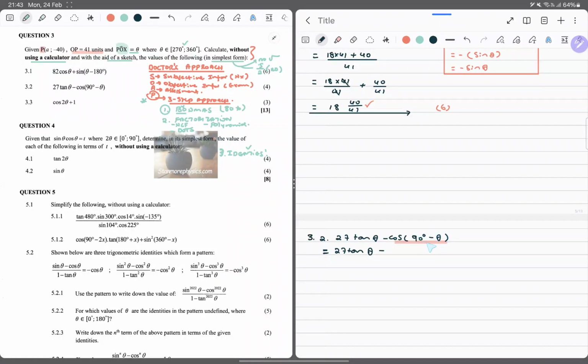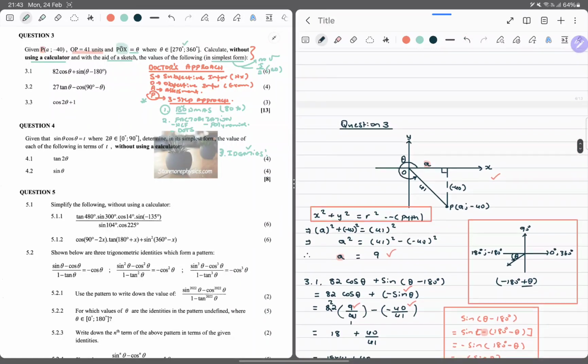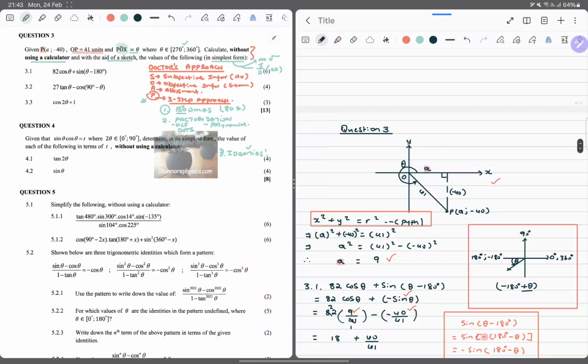Okay, guys. Now this is a reduction formula, but now this is dragging a negative, so it's going to be negative sine of theta. Can you see? Now we are good to go. What can we do here? There are no like terms, so we need some sort of a definition now. This is 27 into tan of theta. It's opposite over adjacent.